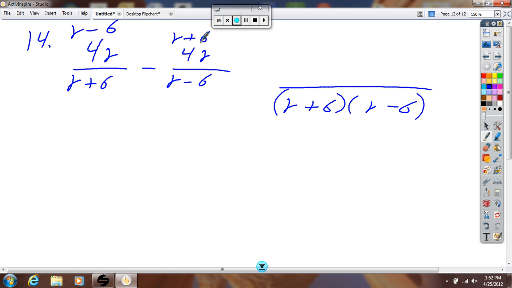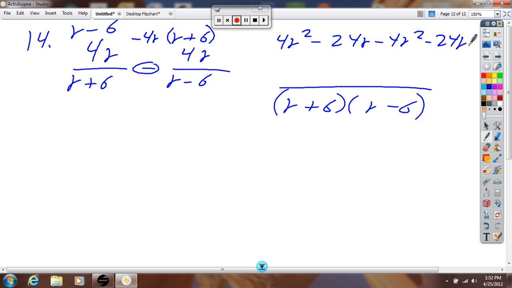You have to distribute. You multiply this binomial times this monomial. It's 4r times r minus 6. So 4r times r is 4r squared, and 4r times minus 6 is a negative 24r. What am I going to do with this? It's going to go with the 4r. What you can do here is put this in parentheses if you want. A negative 4r goes here. That's this. So all I'm going to do is distribute this now. Negative 4r times r is a negative 4r squared minus 24r. Right?